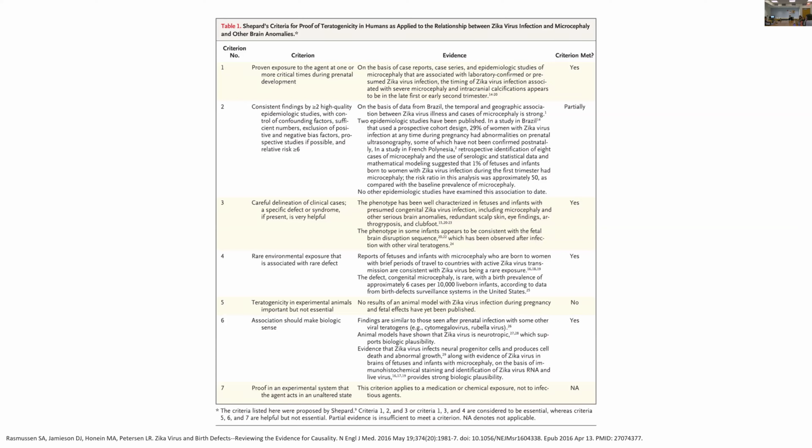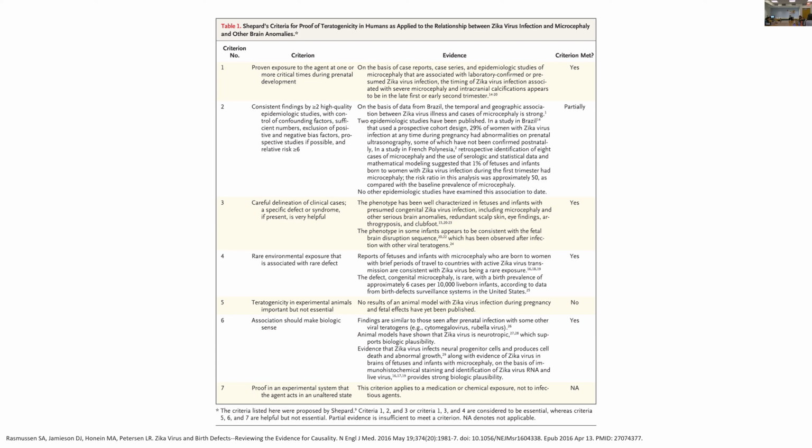Third criterion for teratogenicity, careful delineation of clinical cases and a specific defect or syndrome. And here we have a very clearly defined congenital Zika syndrome meeting that criterion. Fourth criterion is rare environmental exposure that's associated with the defect. And here we're saying that the environmental exposure is the Zika virus, and it does meet that criterion.